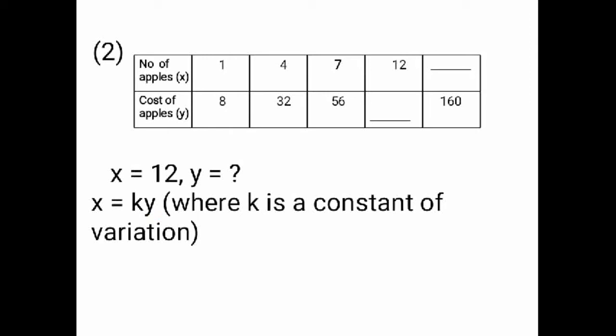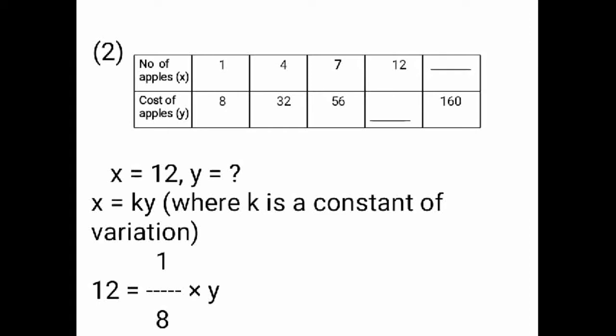Constant of variation k, you have to substitute the value 1 upon 8, and x value is given 12. 12 is equal to 1 upon 8 into y. I have substituted the value according to this formula. In place of x, I wrote 12 because x value is given 12. K value I told you, constant of variation k, you have to substitute the value 1 upon 8, which you already got the answer before. Y you have to find.